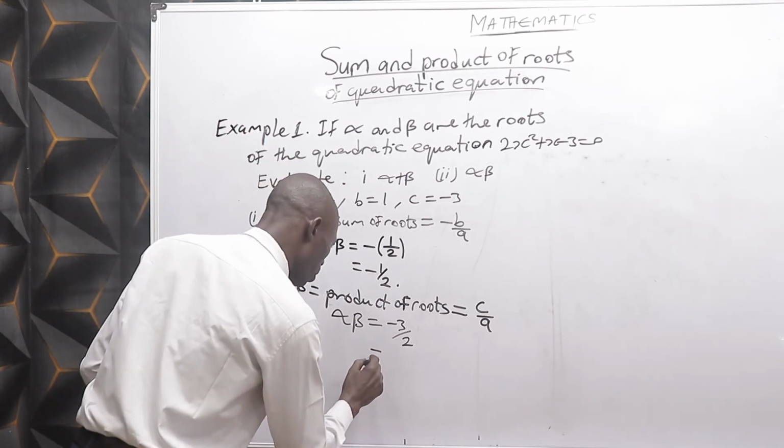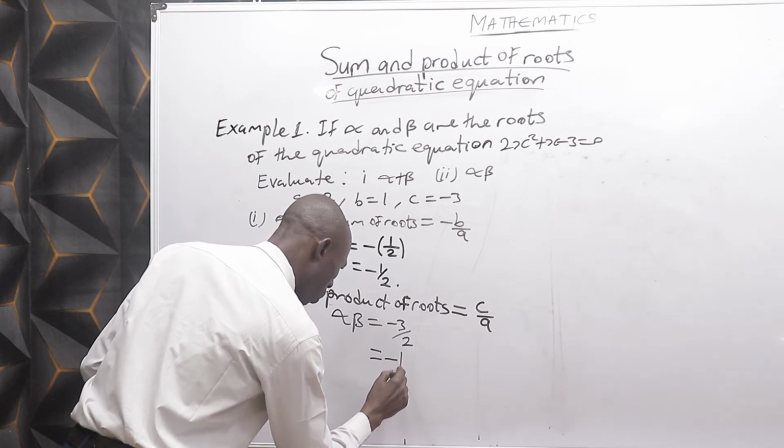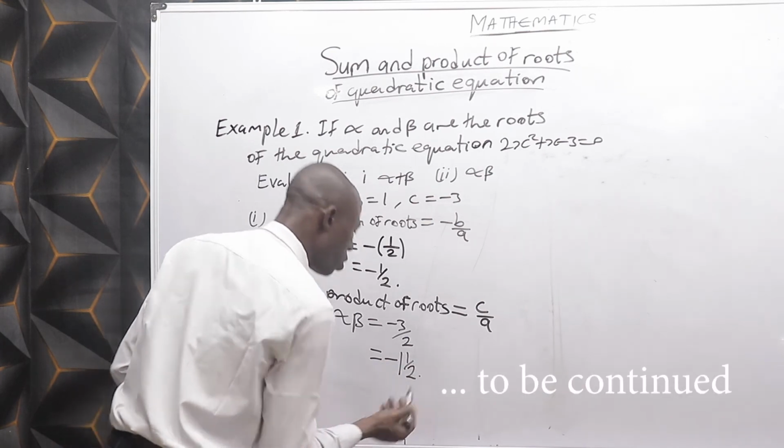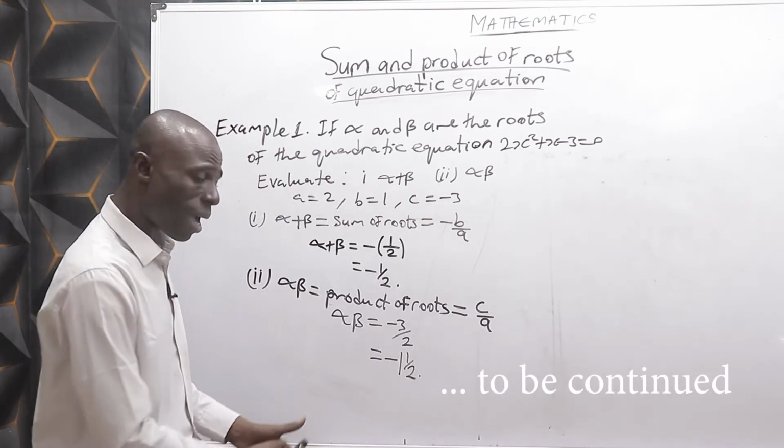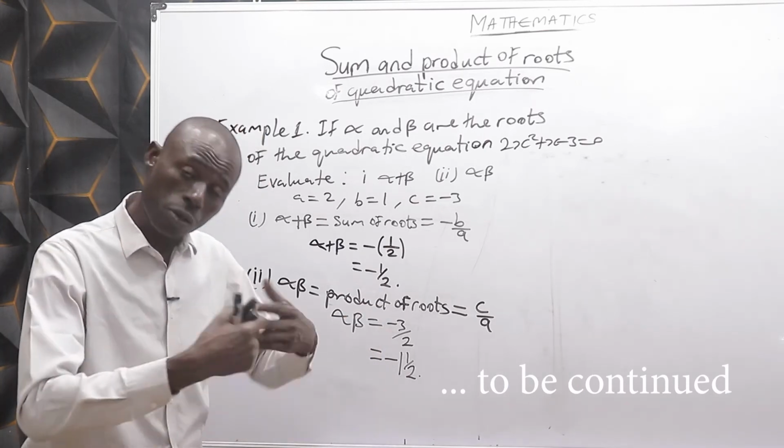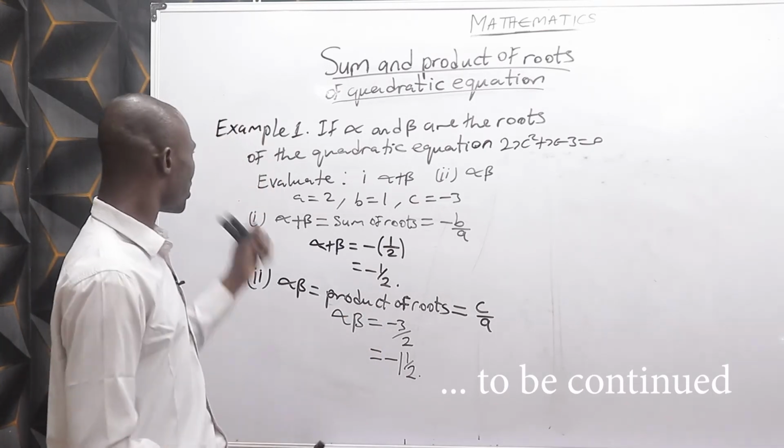If you like, you can leave it as minus 1 and 1 over 2. You are saying the same thing. Even if you write minus 1.5, you are saying the same thing. That is that about this.